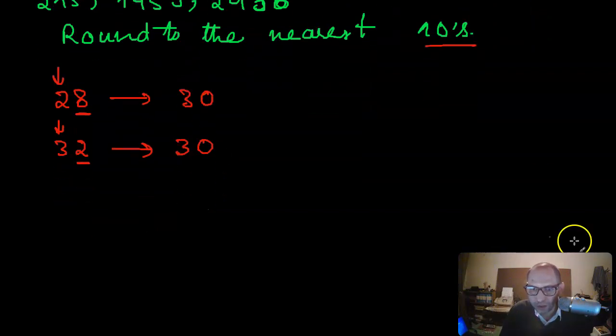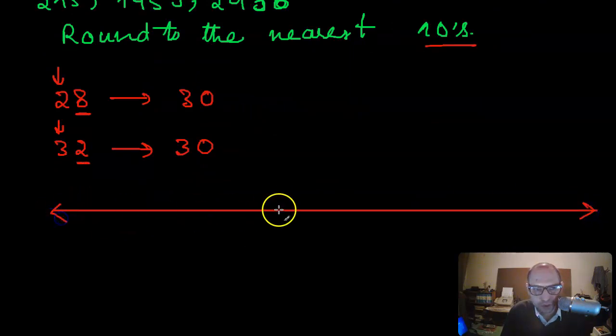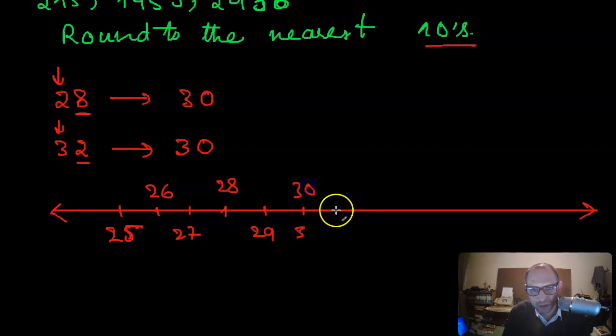Meaning that on a number line, for example, you can see the number has been estimated as a 30, right? So let's say that the actual number was a 25. Then, of course, it is rounded up to a 30, because when you want to round this number to the nearest tens, there's a 5 over here. So that's a 26, that's a 27, that's a 28, that's a 29, that's a 30, that's a 31, that's a 32, that's a 33, that's a 34, that's a 35, for example.